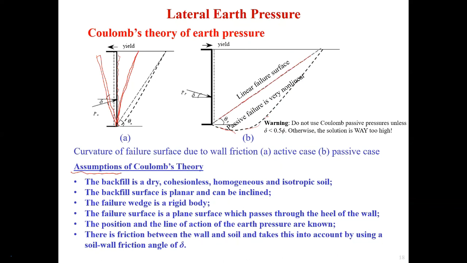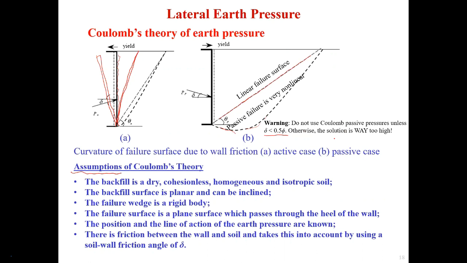But for the active case, this error is really small. In the passive case, the error is only small if the wall-soil friction angle, delta, is less than 0.5 times phi. Phi is the friction angle of the soil. So it's better not to use Coulomb's passive pressure unless this delta is less than 0.4 times phi. Otherwise, the solution is overestimated.